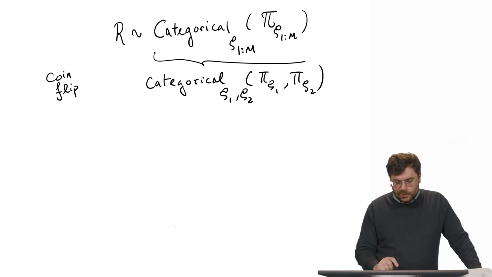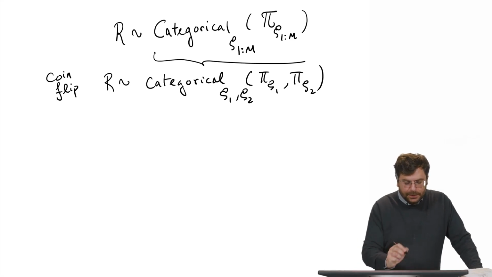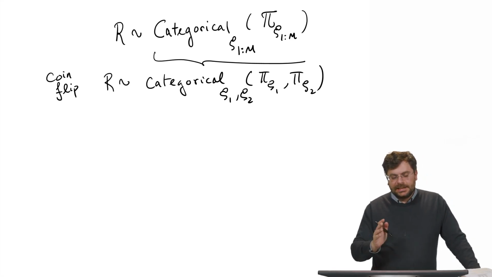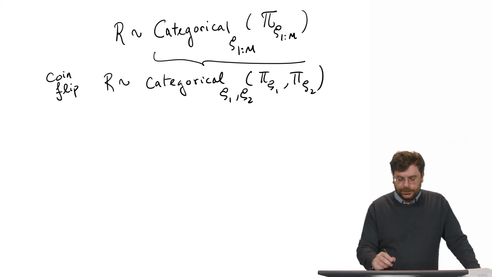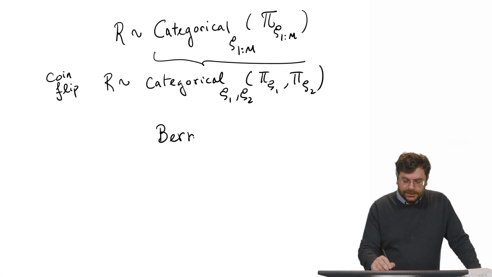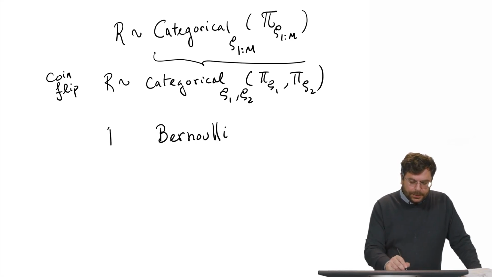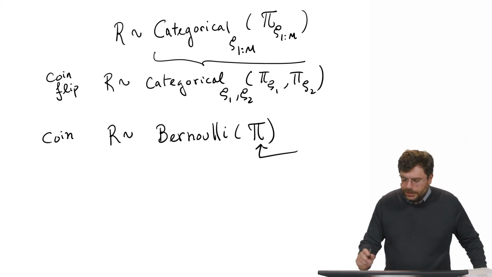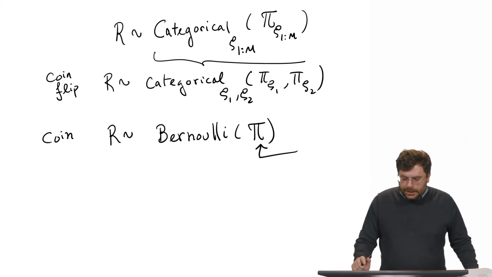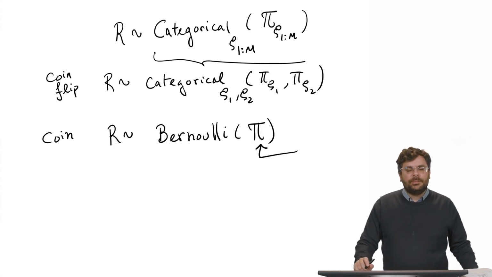Now, the discrete probability distribution coinciding with 2 categories is very often used, and it actually has a special name. It's a special case of the categorical distribution, and it's the so-called Bernoulli distribution. So oftentimes for coin flips, we will simply talk about the Bernoulli distribution. And this Bernoulli distribution here has one parameter, and that parameter is referred to as pi.